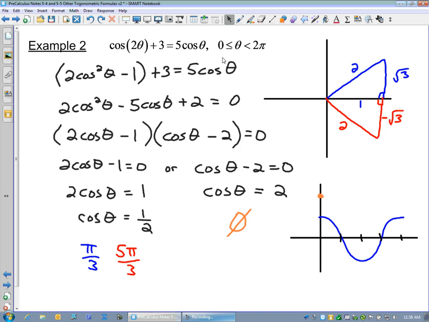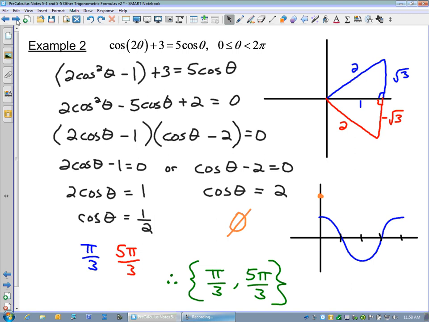And since they only want answers between 0 and 2 pi, then we don't need to write it as a general solution. So these end up being all of our solutions. So therefore, our solution set would be pi over 3 and 5 pi over 3. And we're done with that one.